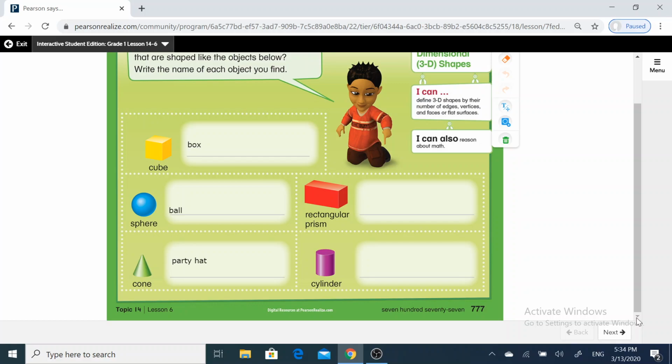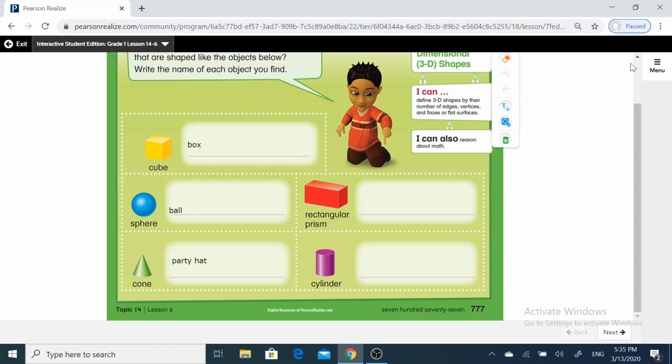All of these three-dimensional shapes have some attributes that help us to define them. These attributes are vertices, flat surfaces, and edges. Good. Now, I think you know what I mean by vertices.